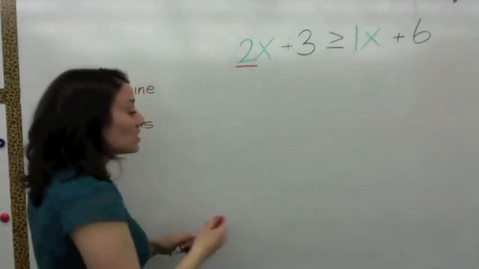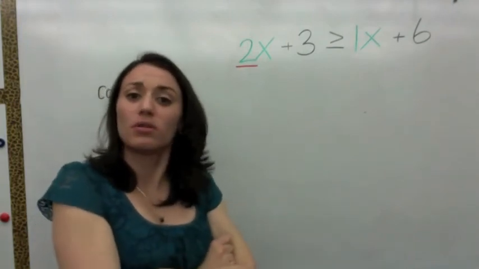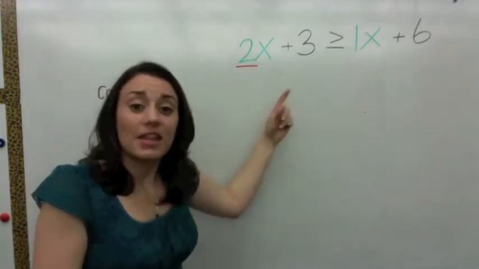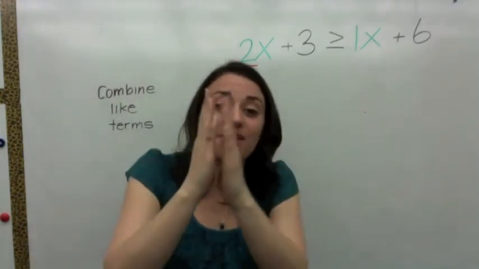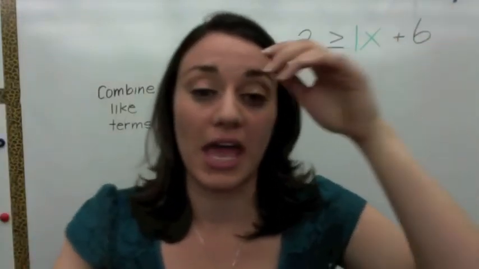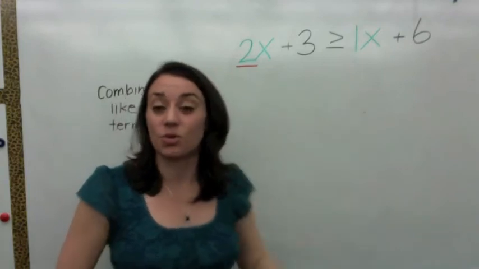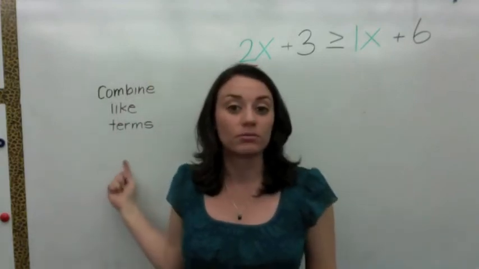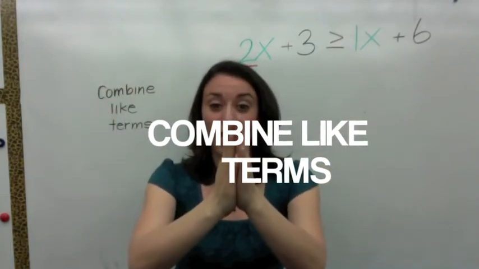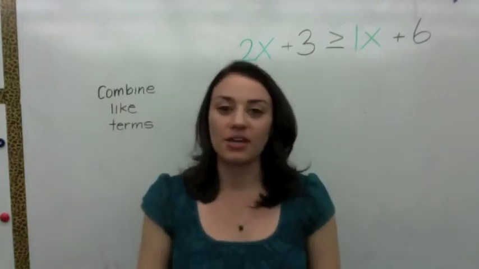Now we have x's on both sides of the inequality. That is not a good thing. We don't like when family is separated. We want to bring them back together. So you have 2x here and 1x here. So what do you want to do? You want to combine like terms. Say it one more time and do the hand movements, please. Combine like terms, and here's how you do it.